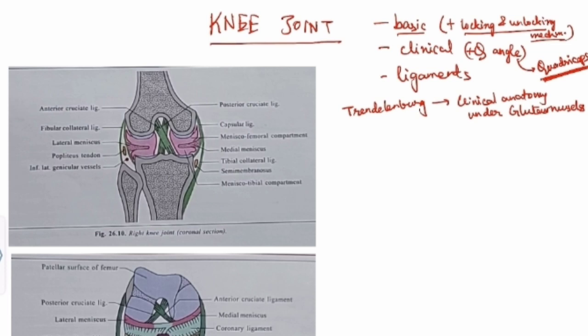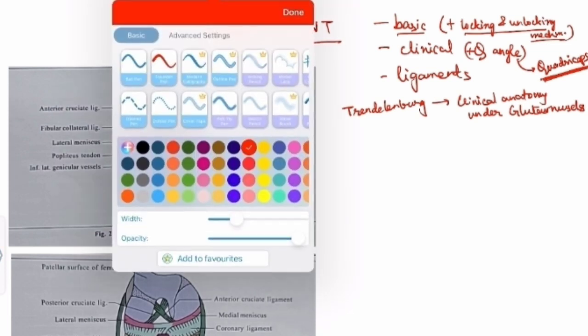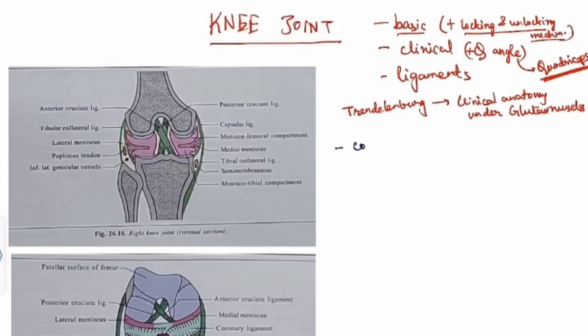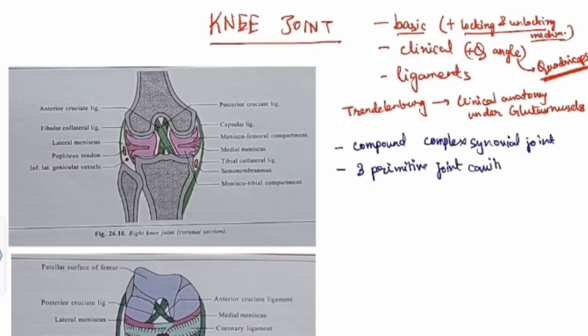Okay, so let's get started. We'll write down some basic points. Knee joint. It's a compound, complex, synovial joint. Three primitive joint cavities are present: femoropatellar, medial and lateral condylar.